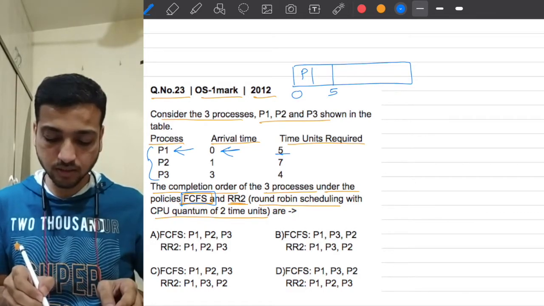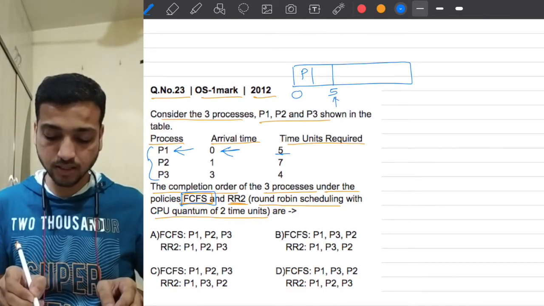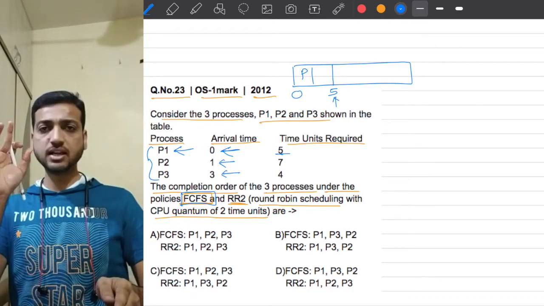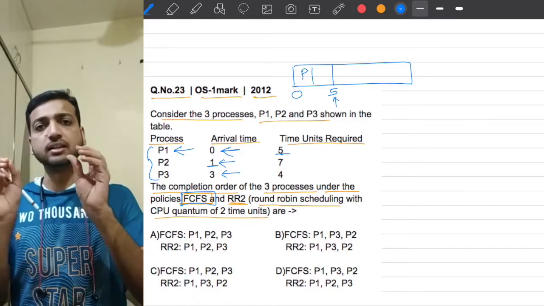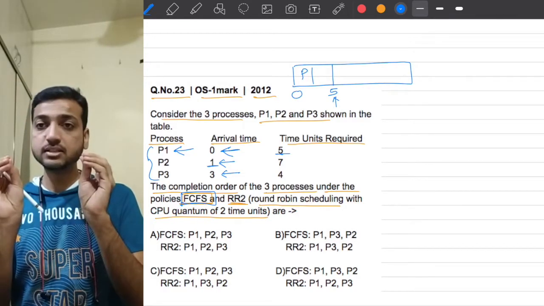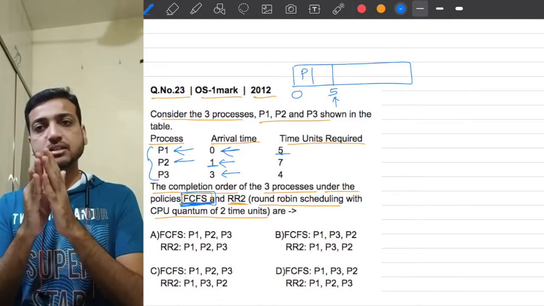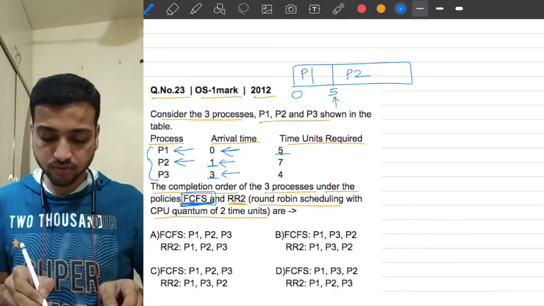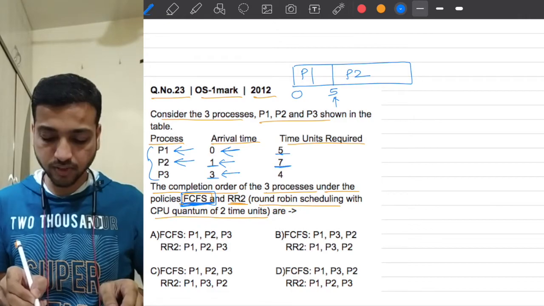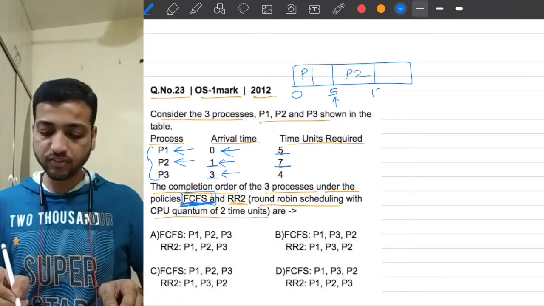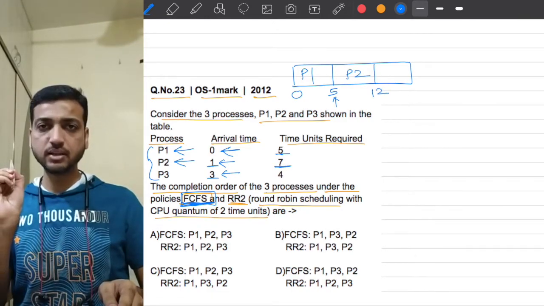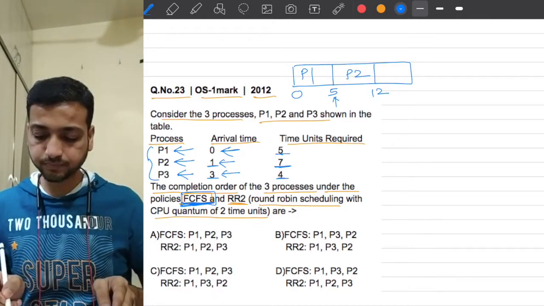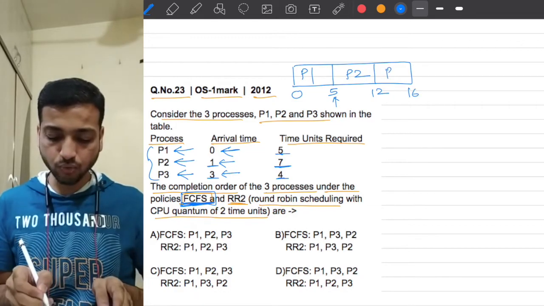Now by the time we reach the 5th second, both P2 and P3 have arrived. But P2 has arrived first because its arrival time is 1, and this is FCFS, first come first serve. So P2 has come before P3. So P2 comes here into the queue and it runs for 7 seconds. So 5 plus 7 is 12. And after that P3 is remaining and P3 runs for 4 seconds. So we have 16. So P3 comes here.